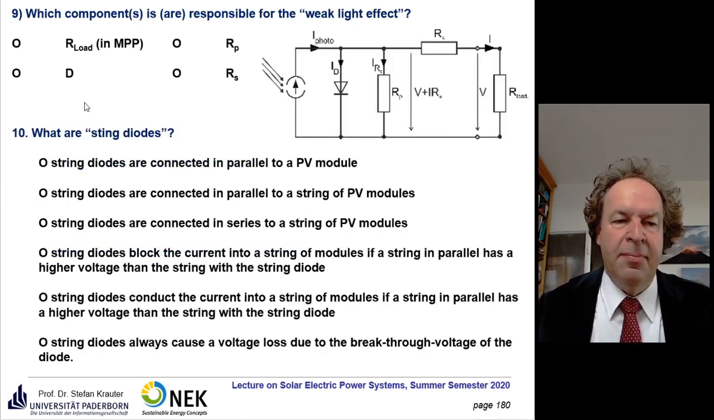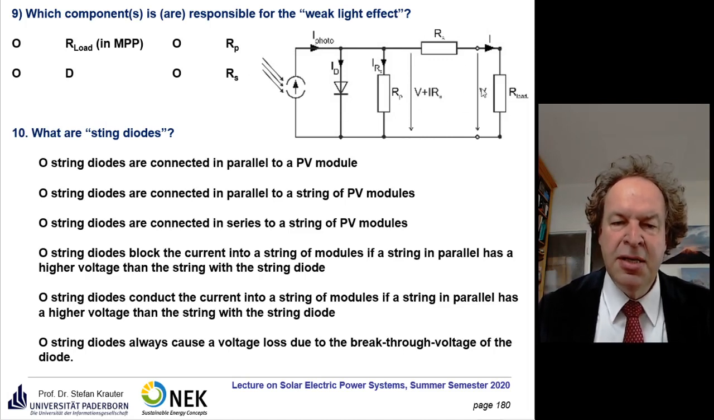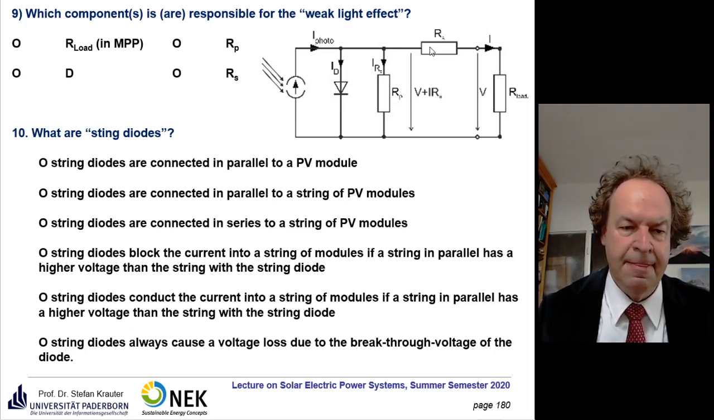So ninth is: which components are responsible for the weak light effect? This is the equivalent circuit, and you should decide here which components are responsible for the weak light effect. Is it the load here? Is it the RP here, or the diode, or the series resistance?